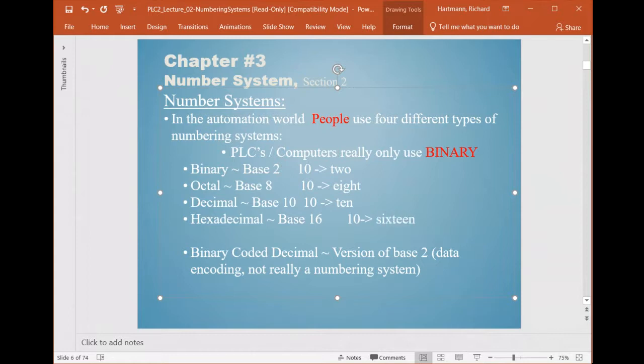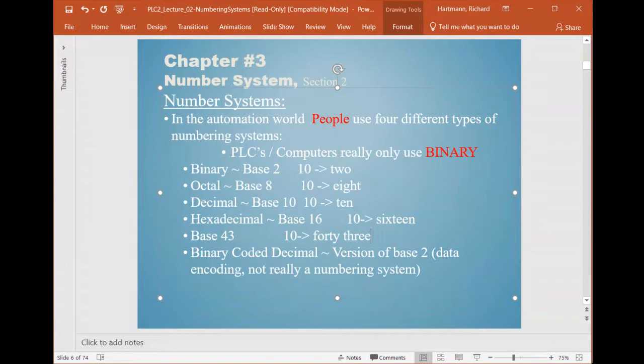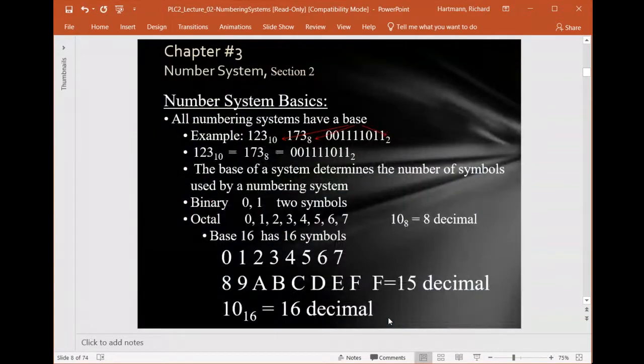is the number 16. And so if I was trying to do something like the base 43 that I mentioned earlier, 1 0 in base 43 would be 43 in decimal. Just to give you an idea, you can choose any numbering system you want in there. All right.